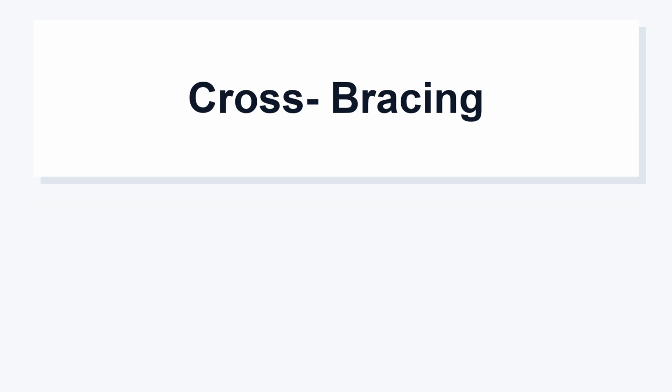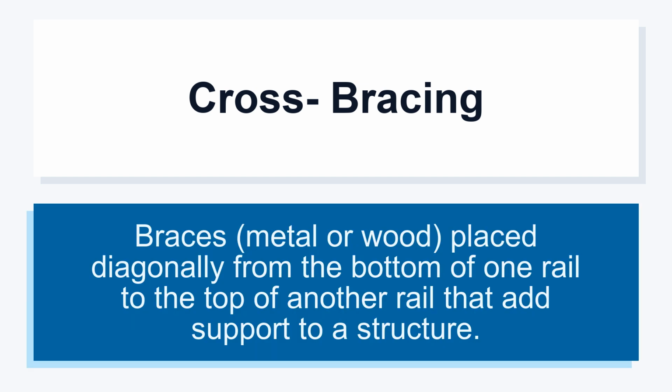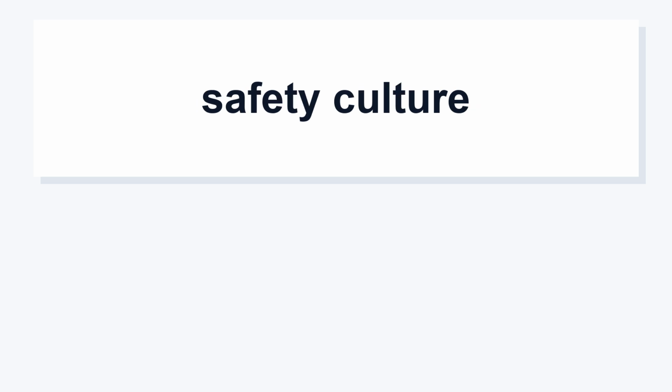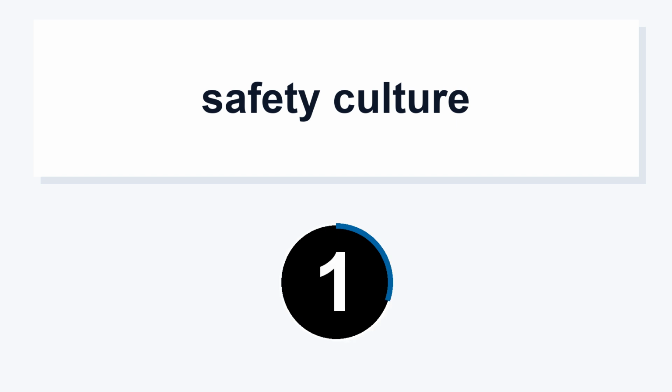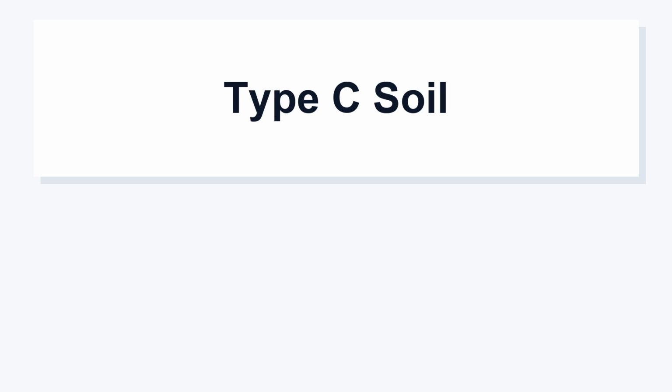Cross bracing. Braces, metal or wood, placed diagonally from the bottom of one rail to the top of another rail that add support to a structure. Safety culture. The culture created when the whole company sees the value of a safe work environment. Type C soil.